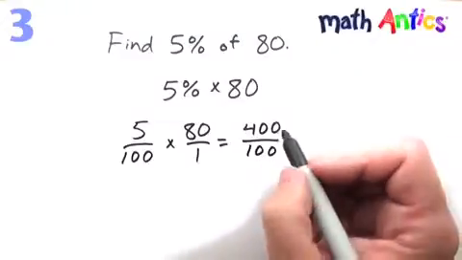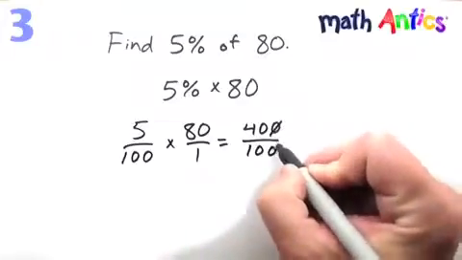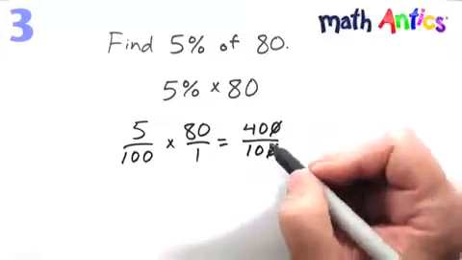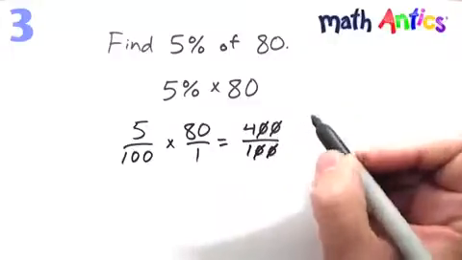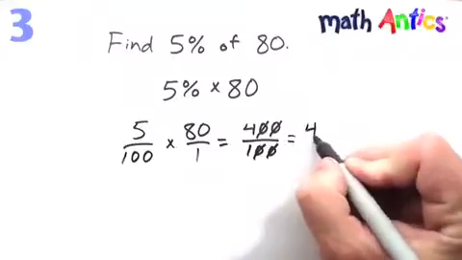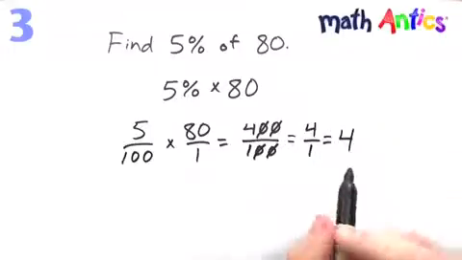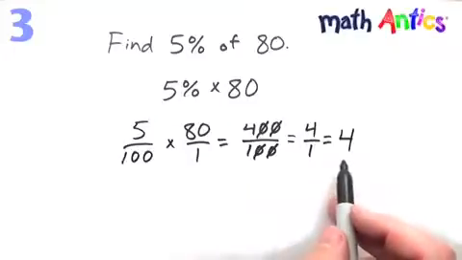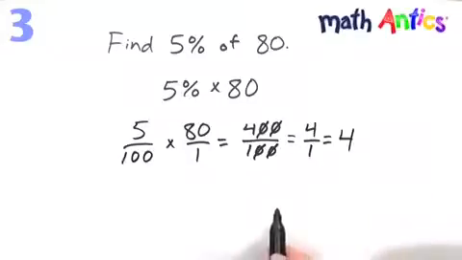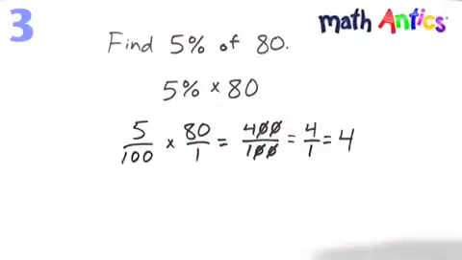All right, and so now we can simplify this fraction. And so we can just cancel out the zeros on the top and bottom, just as long as it's the same number. All right, and so now we're left with 4 over 1. So let's write it like that, 4 over 1. And that simplifies, so it equals 4. Those, 4 over 1 and 4, are the same value. So 5% of 80 equals 4.